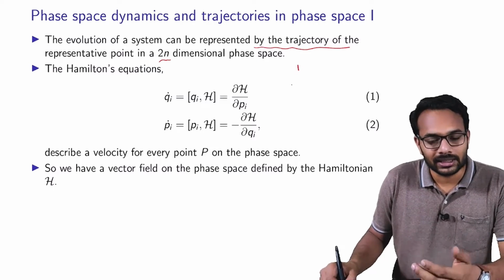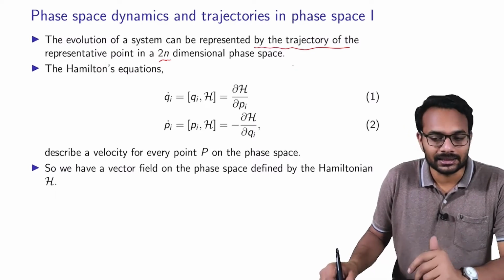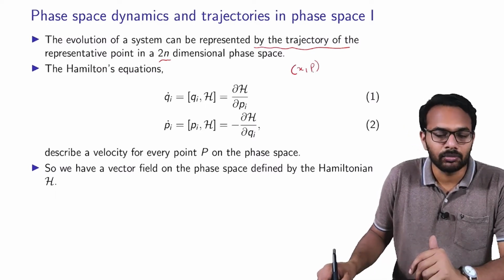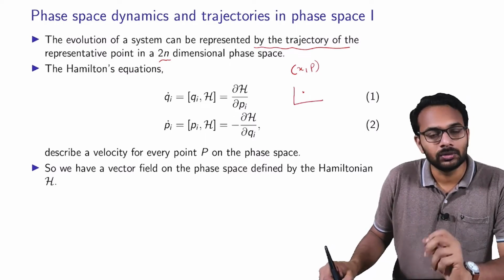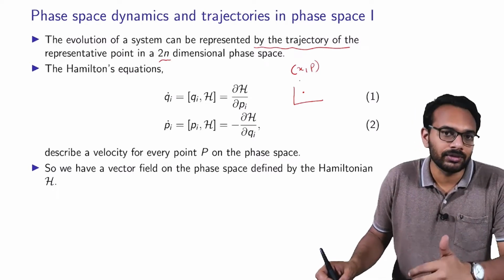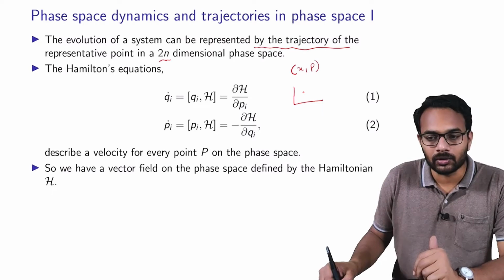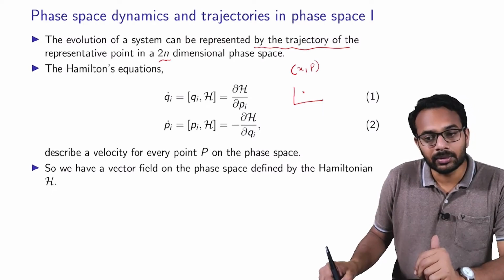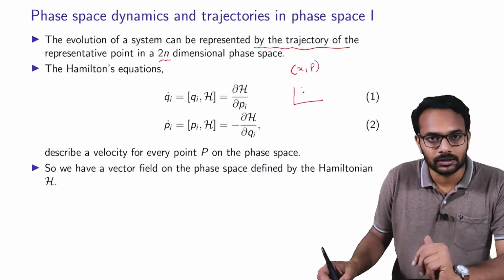We know that in order to specify the state of a system completely in classical mechanics, you need to give the position and momentum. Each point in phase space corresponds to a definite value of the position and the momentum. That's why we have a 2n-dimensional phase space. So this point we can call the representative point. Remember, this is not the trajectory in the real space that we observe.